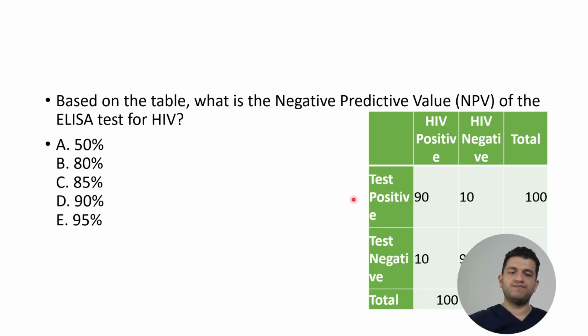How to calculate the true negative: a negative test with a negative status, so 90 over true negative again plus a false negative. So 90 plus 10, 100. So 90 over 100, 90% again.